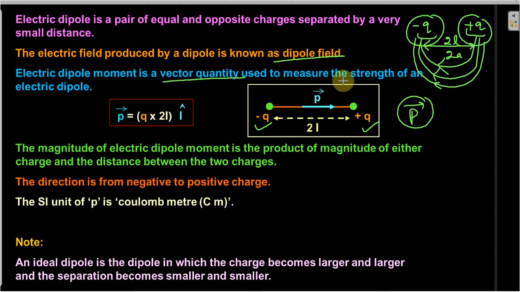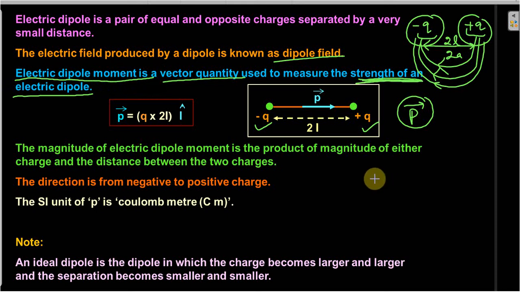It is used to measure the strength of an electric dipole. What is the work of dipole moment? It measures the strength of the electric dipole, how strong the field is. So to find the strength of the electric dipole field, we use the term electric dipole moment.